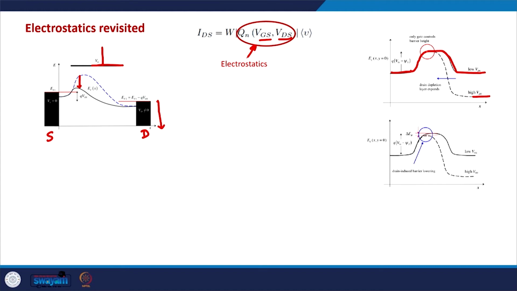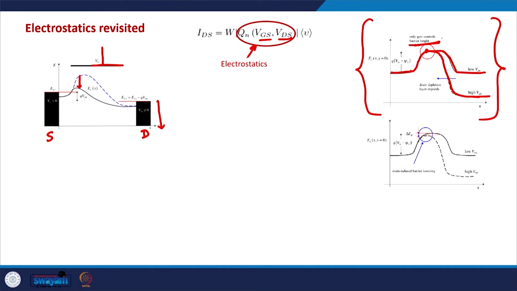And this barrier height or the peak, this top of the barrier, the peak on the source side, does not change with VDS. So, this peak is the same for both high VDS and low VDS. So, this is what we try to ensure while designing a MOSFET. So, only the gate terminal controls the barrier height, okay.